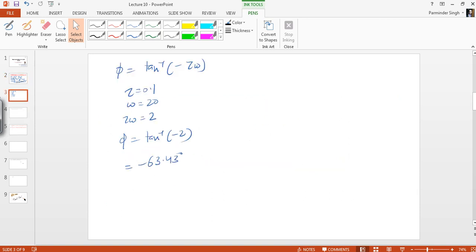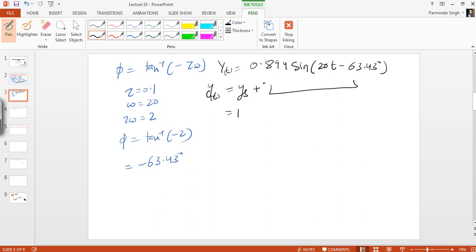Now we are going to plot Y(t). Let me write it again: capital Y(t) is 0.894 sine of 20t minus 63.43 degrees. What will be small y(t)? Small y(t) will be y steady state plus this term, and y steady state was 100. So y(t) is 100 plus 0.894 into sine of 20t minus 63.43. This is your thermometer reading.